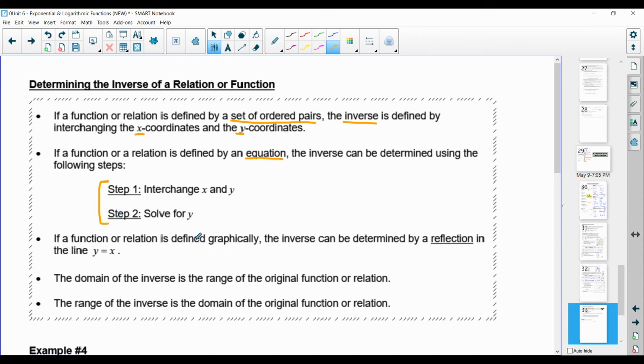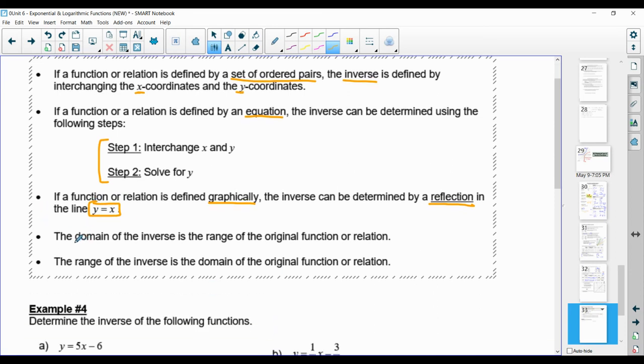And if a function or relation is defined graphically, so if you see a graph of a function, again, we can just flip all of our x's and y's, find some points and flip them, but that graph is reflected in the line y equals x. And then finally, the domain of the inverse is the range of the original. So the domain of the inverse is the range of the original function, and the range of the inverse is the domain of the original. So our domain and ranges swap.